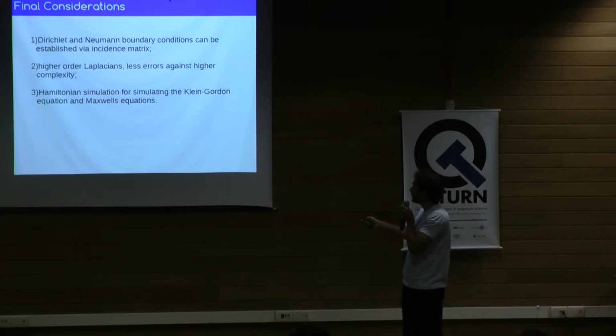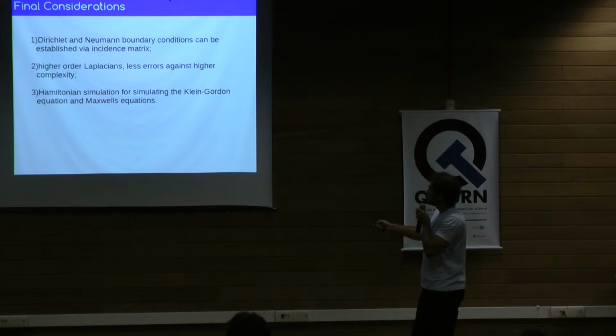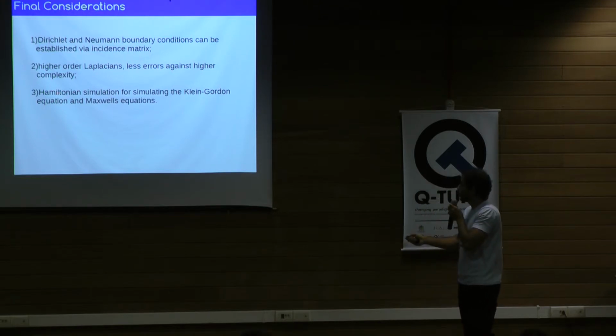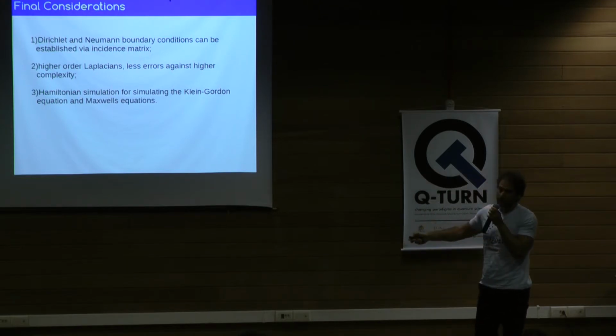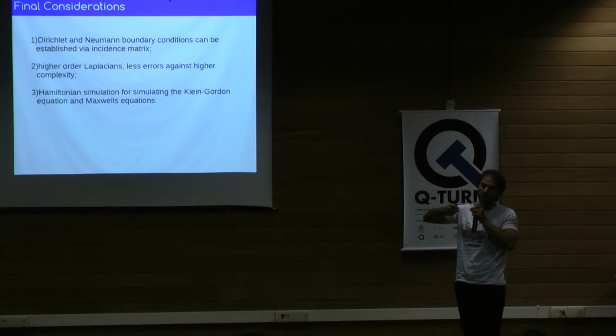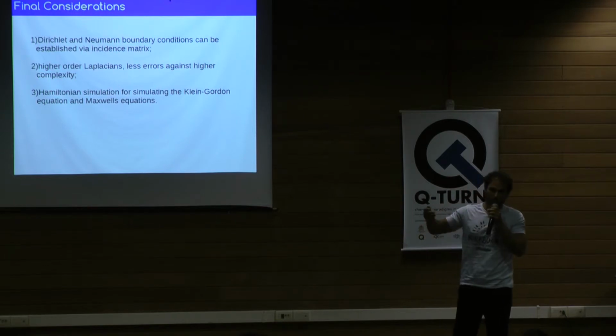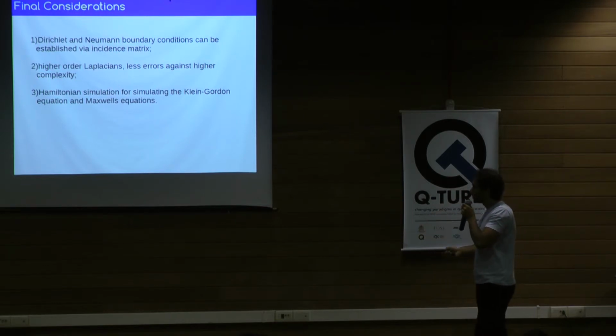So as I said, we showed that we can do it via the Dirichlet and Neumann boundary conditions. It can be established via the incidence matrix. We also show how to consider higher order Laplacians, which means that you are more precise in your numerics. Of course, you have to lose something, so the complexity of the algorithm increases.